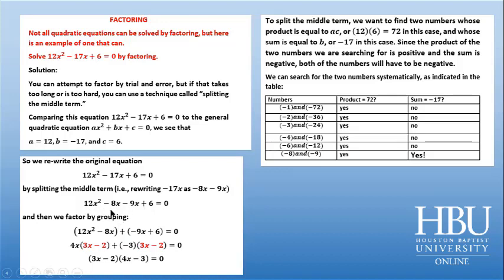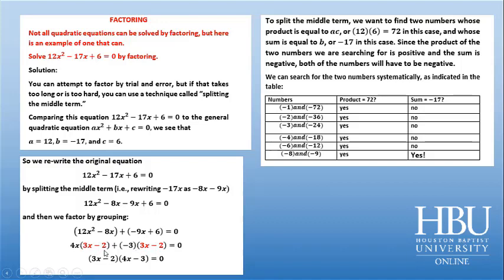We group the first 2 terms together, 12x squared minus 8x, and group the second 2 terms together, the minus 9x plus 6. We factor out the greatest common factor from the first 2 terms. That would be 4x, and what's left is 3x minus 2. 4x times 3x is 12x squared. 4x times minus 2 is minus 8x. From the second 2 terms, we can factor out a negative 3, and what's left is also 3x minus 2. Minus 3 times 3x is minus 9x. Minus 3 times minus 2 is positive 6.